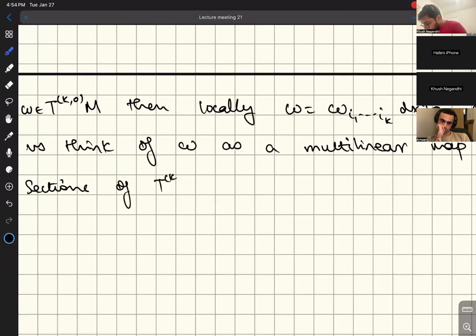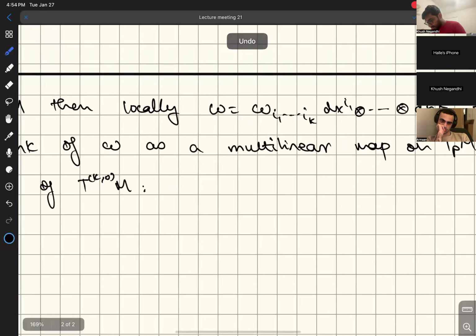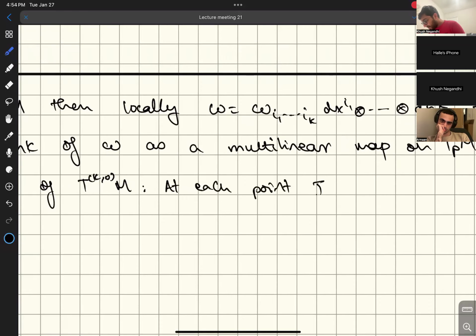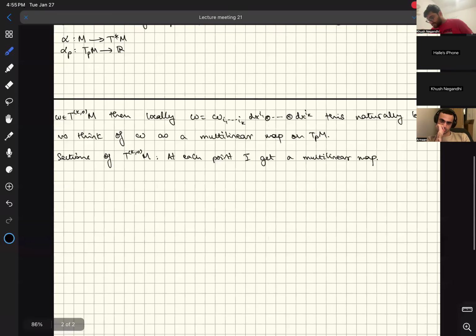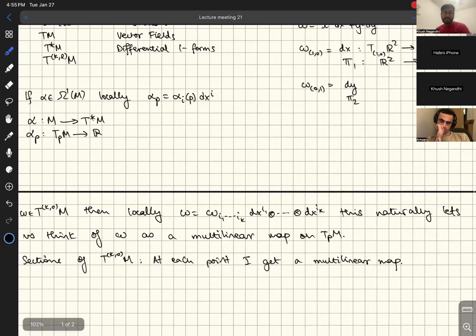So now, sections of T^{k,0}M are, at each point, a multilinear functional, a multilinear map. But again, regular tensors on their own are, at least for now, not what we care about. We want to talk about differential forms.